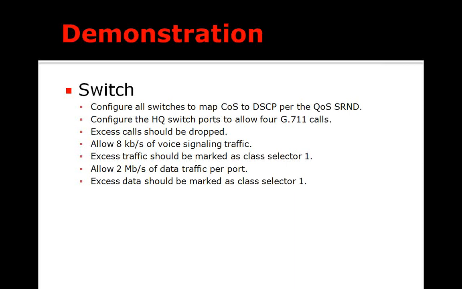Allow 8K of voice signaling traffic. Excess traffic should be marked as class selector 1 or CS1. Allow 2 megs of data traffic per port. Excess data should also be marked down to CS1. So these are the configurations that are required. This would be your CCIE lab question type of thing. Not that you would ever want to configure this in the real world. This is not a real world scenario. This is definitely a lab scenario.